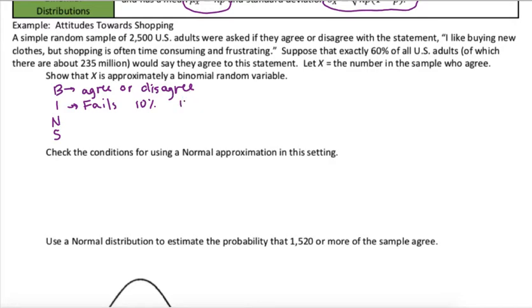We're taking 10 times our sample of 2,500, and we're going to try to make sure that this is going to be less than our 235 million. So when we multiply by 10, we get 25,000. That is still considerably less than our 235 million population. And so we can proceed here.